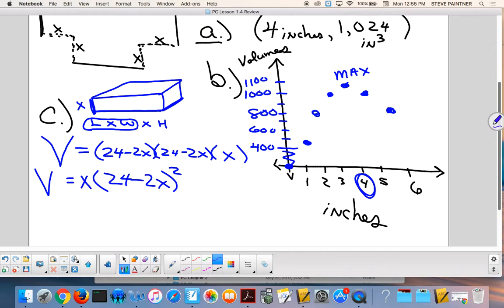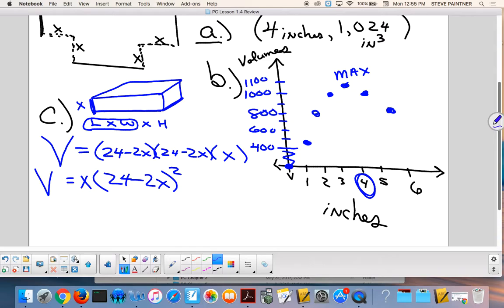Now, can I go forever? No. Why not? You run out of cuts. It's only 24 inches, right? So if I start cutting x, eventually I run into a problem because I have no more cuts. I can't cut 2 equal pieces. X is greater than 0 and less than 12. How'd you get 12? Because it's half on each side of the box.